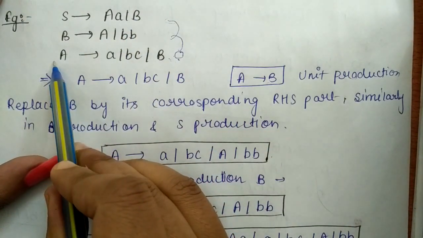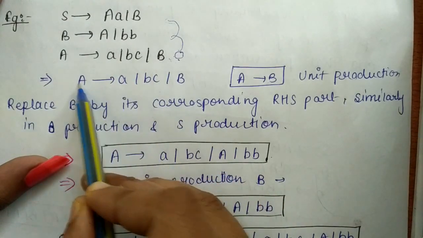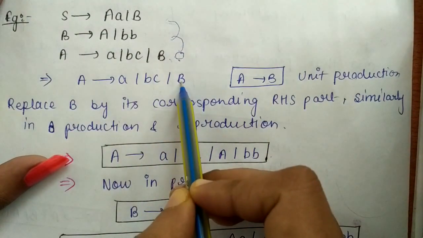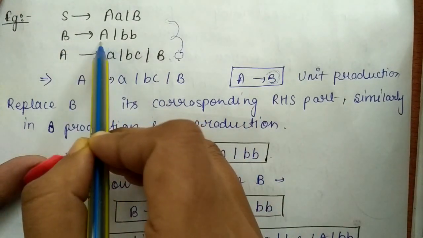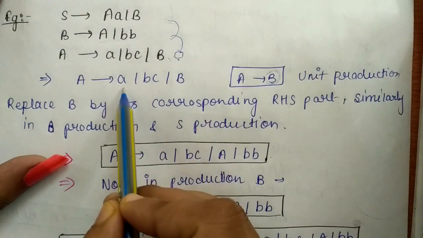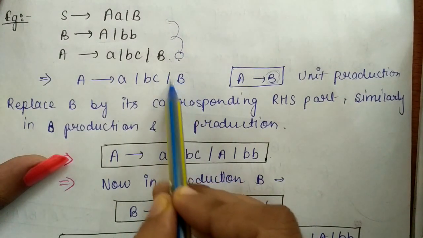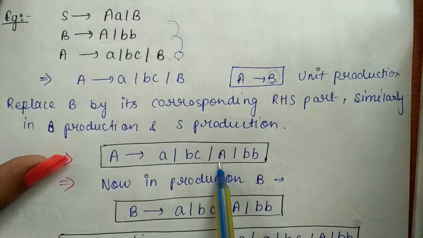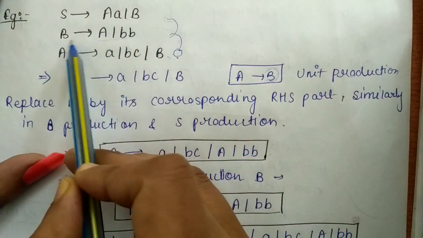Okay, now in this production, A tends to A is okay, A tends to BC is okay, A tends to B is a unit production. So now what we will have to do is replace this B by the value of its production. Okay, so B is replaced by what we have here, A and BC, and we will replace this B by its RHS production. The value of B is A and BB. Okay, now we will come to this production B.